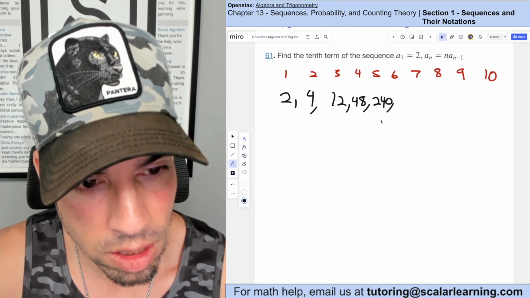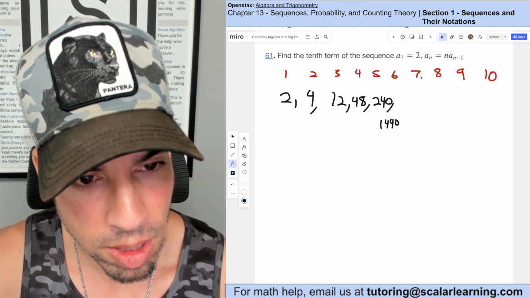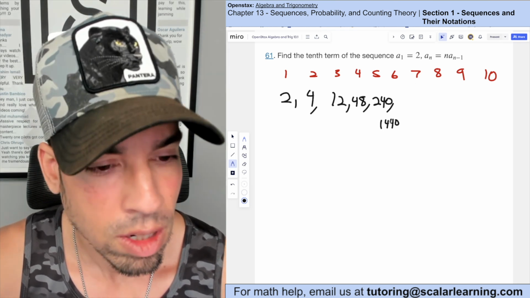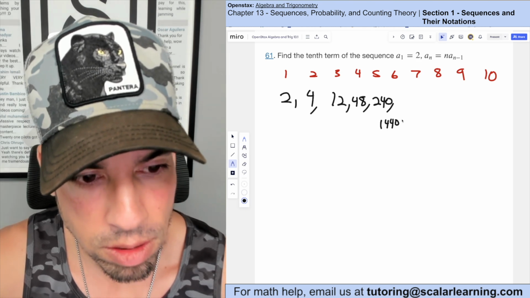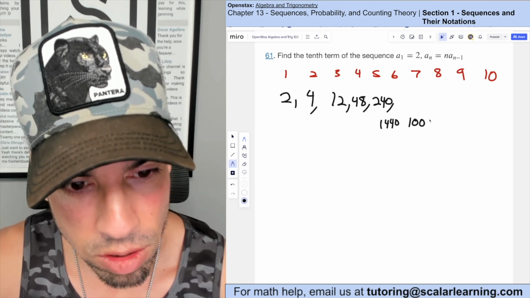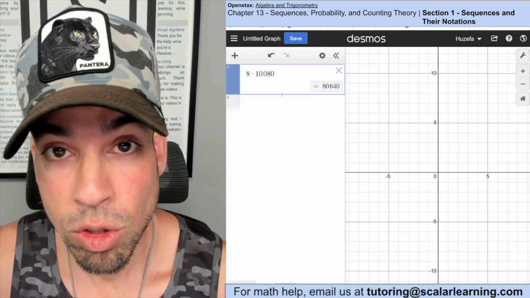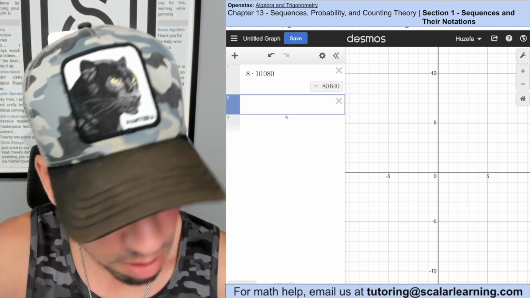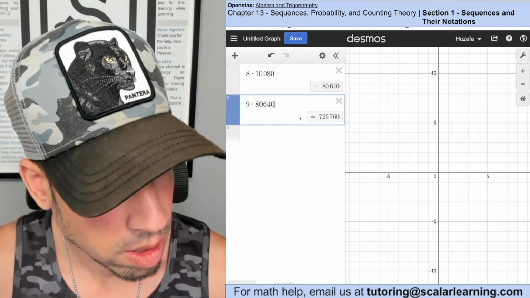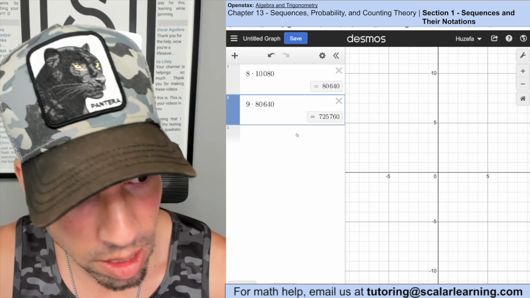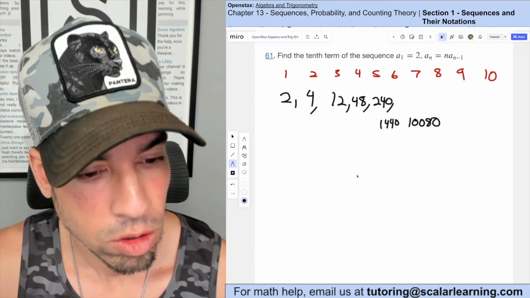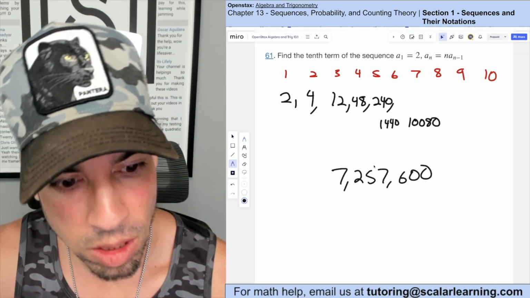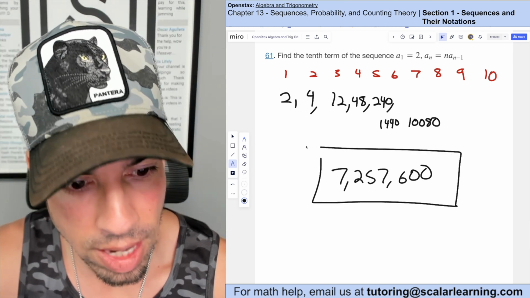Let's write it down here so we have more room. Then we have 7 times that, which is 9800 plus 280, which is 10,080. Now I'm going to do the rest in Desmos because the numbers are pretty big. We have 8 times that, and we get this. Then we have 9 times that, and we get that. And then our last one will be 10 times this, which is this number. So our 10th term is 7,257,600. That's how you do it.